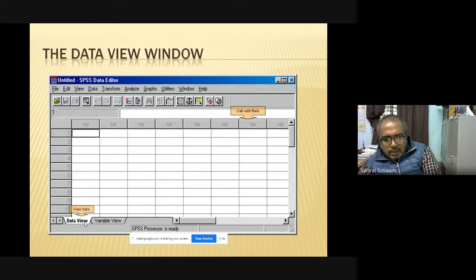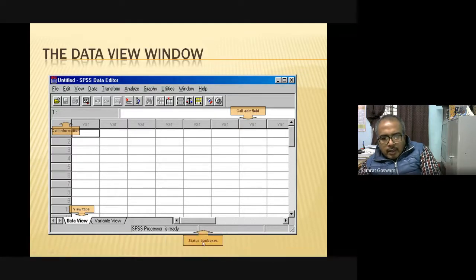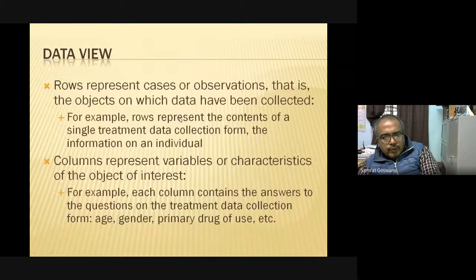This is the view tabs. You have two views here. One is the data view, the other one is the variable view. Then you have the cell information. The cell information will be available here in the leftmost cell on the left top corner. This is known as a status bar or box. The status bar is also available in the data view window.